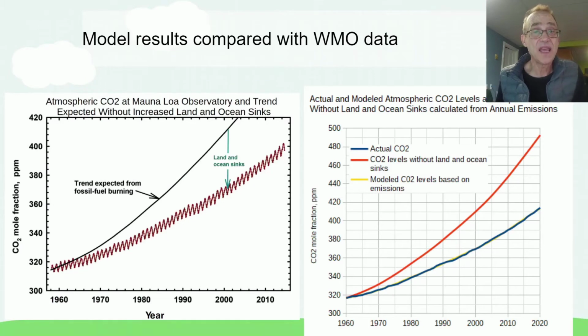Here's the graph again from the World Meteorological Organization along with my calculated and modeled results. As I said before, the trend line and the calculated carbon dioxide levels without land and ocean sink plots are identical within 0.5%. The actual measured carbon dioxide levels are plotted over the modeled levels. Both A and B variables were adjusted until the best possible fit was found.